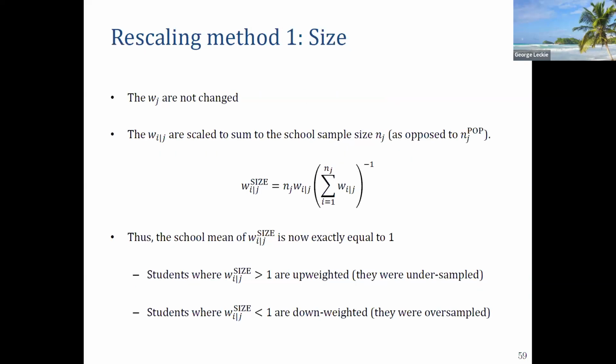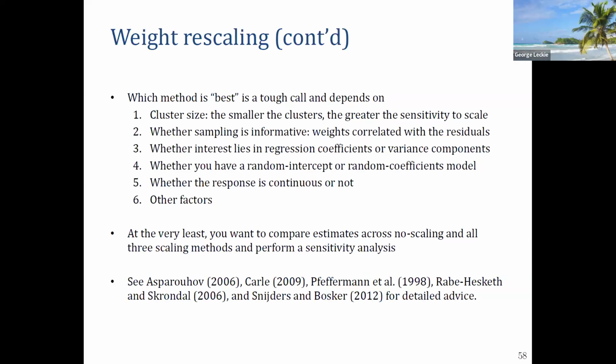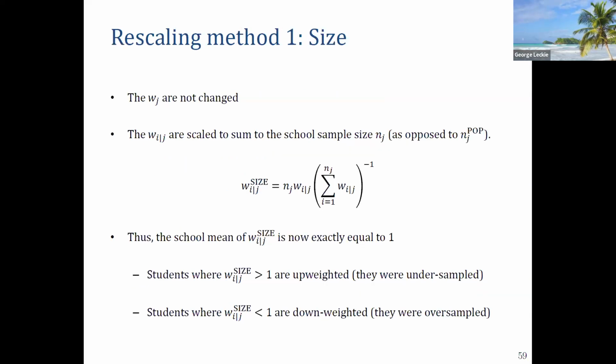There are a lot of authors listed there to read for advice, starting with Snijders and Bosker, who have a chapter on survey weights. There are also journal articles which have done simulation studies. I'm not going to go through this in detail here, except to say the first method is called the size method. The level 2 weights aren't changed. The level 1 weights are just rescaled, so they sum up to the sample size. So if the school has 29 kids, the rescaled weights will add up to 29. If it has 32, they add up to 32.